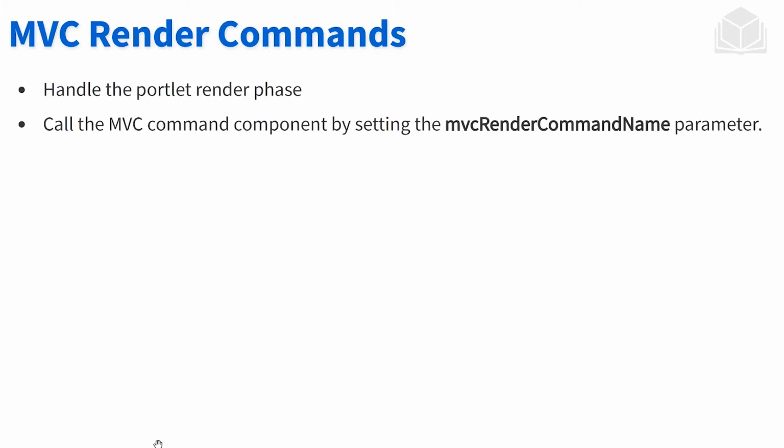So we talked about MVC Render Commands. MVC Render Commands are used to handle the render phase. From the JSP side, there is a name-value pair. The name is always going to be the same, mvc command name, but the value is what we as developers are able to customize, and ultimately what these MVC render commands are looking for.